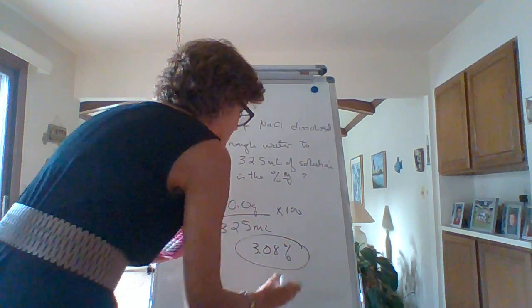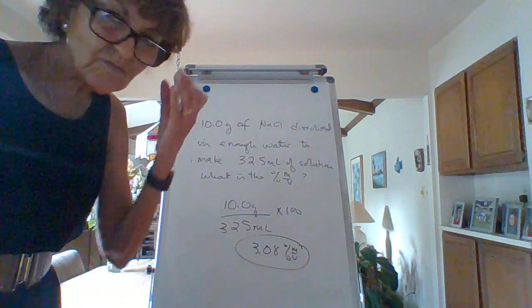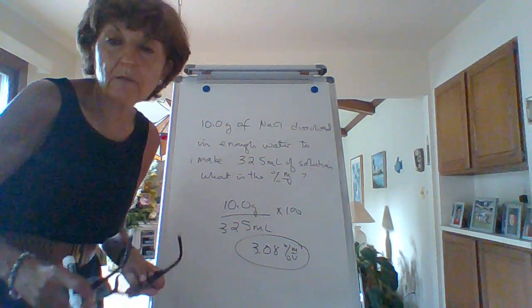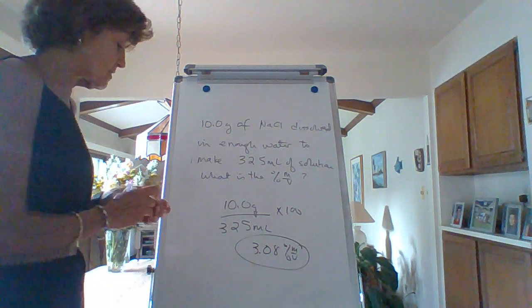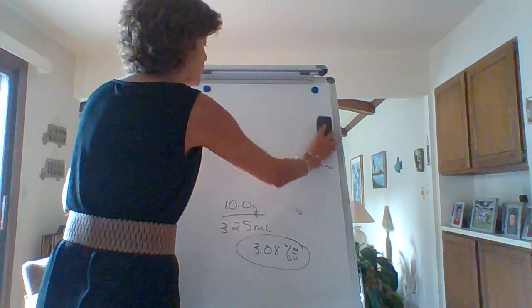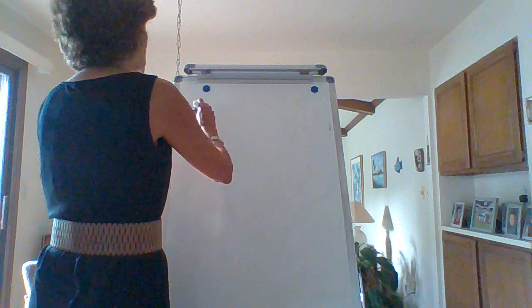3.08%. And sometimes they'll write M over V or V over V or M over M. Sometimes they forget to do that. Okay, so that's how you calculate percent. Now, before we use percent as a conversion factor, let me introduce you to the other unit that you need to know how to calculate, which is molarity.